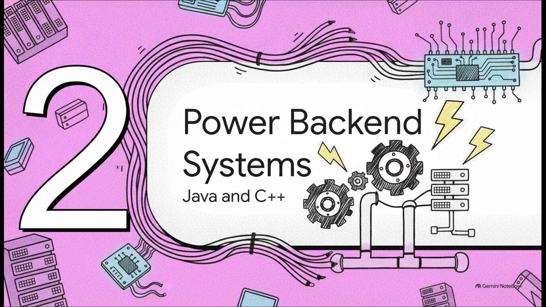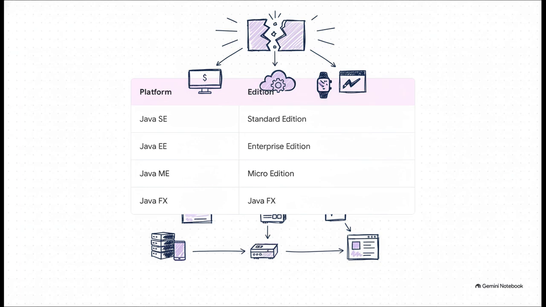Moving right along to section 2, powering the back-end systems. We're talking Java and C++. Now, the absolute crucial point to understand here is that Java isn't just some monolithic, one-size-fits-all thing. Its massive ecosystem is actually carved up into 4 distinct platforms. You've got your standard edition for the core API stuff, your enterprise edition, micro edition, and JavaFX. And why? Well, because each one serves an entirely different hardware and software environment. They provide the exact virtual machine and API needed for that specific domain.